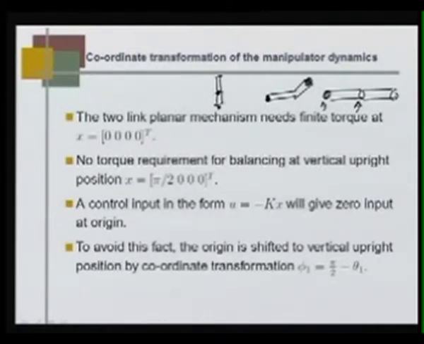Then you see that the system is stable and does not require any control action in equilibrium. So, if I assume my control input u is minus kx, that will give 0 input at the origin. If I define this as origin, I would require finite torque, which is not possible, but here I require 0 torque, hence I can define this to be the origin and I can implement u equal to minus kx.